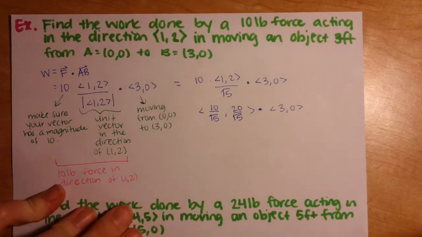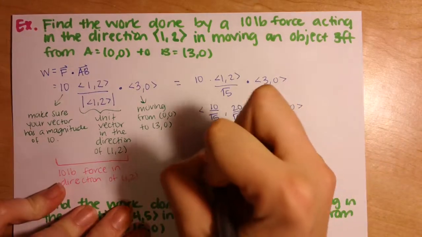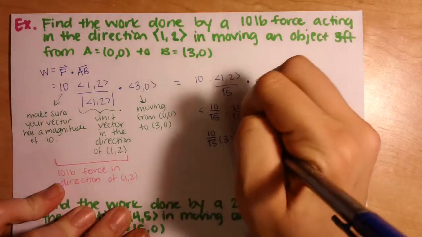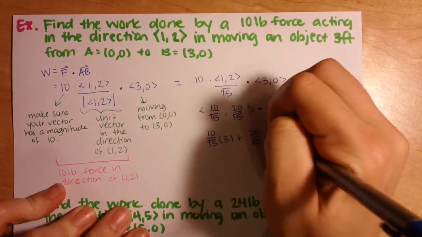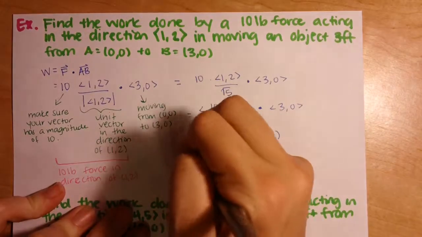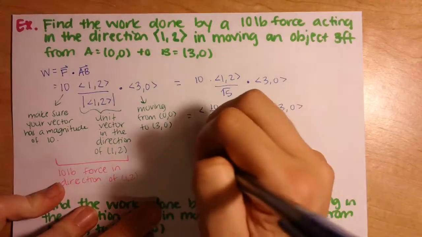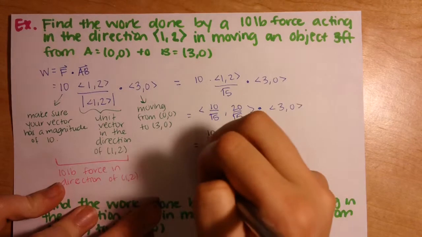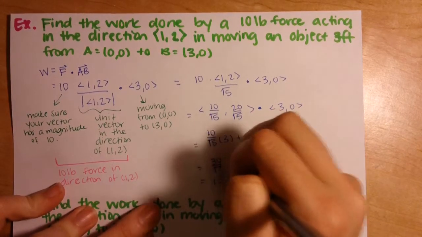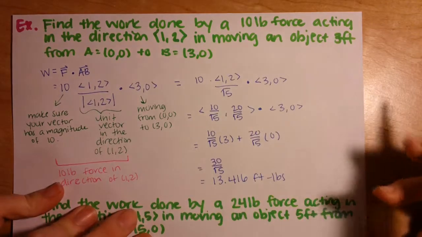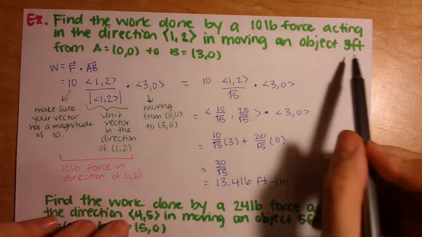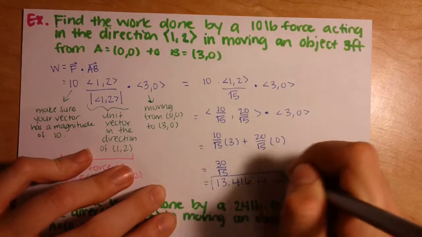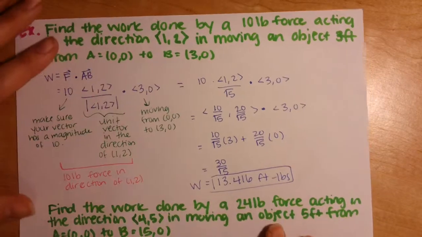So now I can take the dot product like usual. So first one times the first one. So I have 10 over the square root of 5 times 3 plus 20 over the square root of 5 times 0. And that's going to give me 30 over the square root of 5, which is equal to 13.416 foot-pounds. And it's in foot-pounds because we're moving the object in feet by a force that was in pounds. So this is the answer. This is the work done by the force.